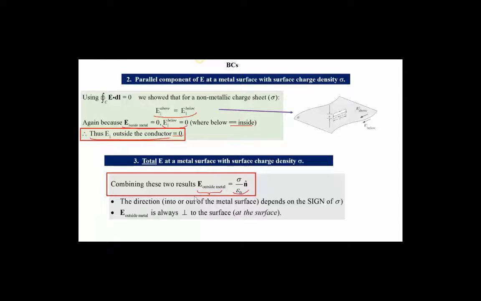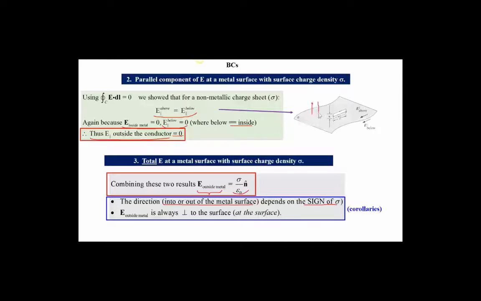There's a couple corollaries here that basically the direction into or out of the metal surface depends on the sign of sigma. If this were a metal surface and sigma was plus, then we would expect the field lines to go up away from the surface. If this were negative, the opposite would occur. You'd be coming into the surface like that. The other corollary is that E outside is always perpendicular to the surface, and that means E right at the surface, just outside of the metal. And that doesn't matter if there's a sigma or not. That is the result.